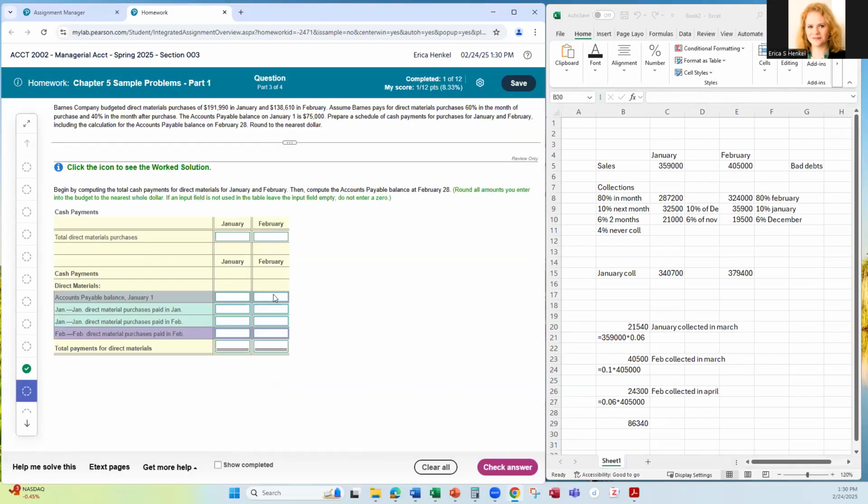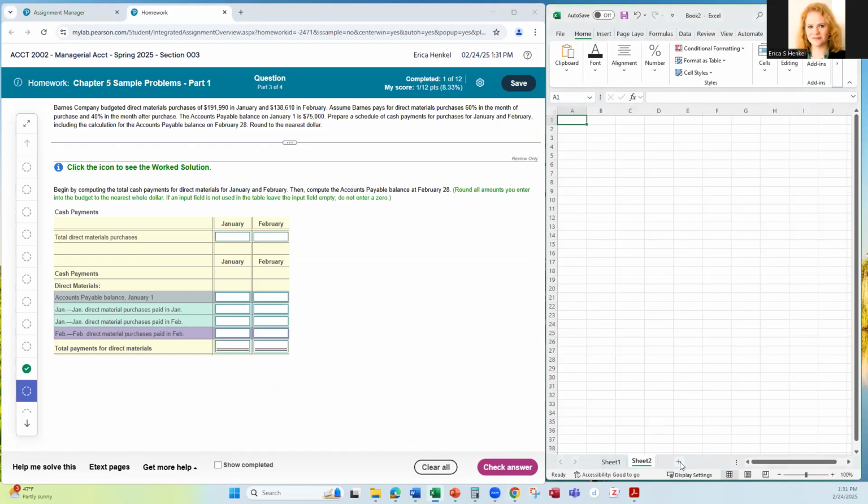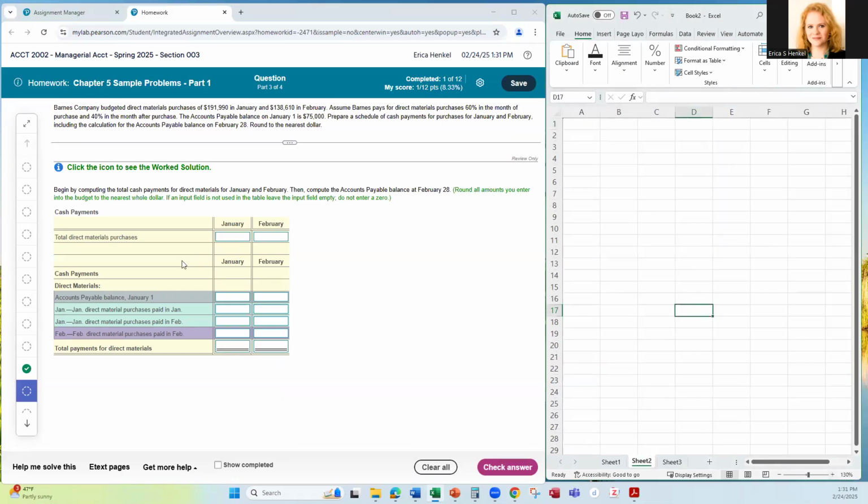Okay. Now, this next problem is another example of a cash receipts journal here. Okay. So, or budget rather. Whoops. So, Barnes Company, I'm sorry, this is cash payments. Sorry. So that was the cash receipts budget in the last one. Now we're going to look at a cash payments budget.